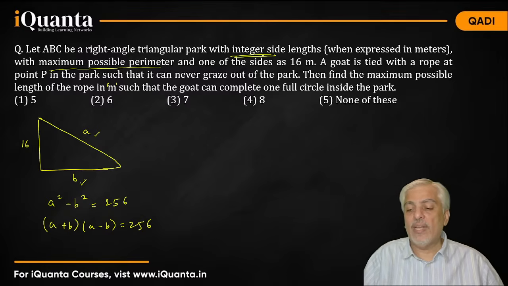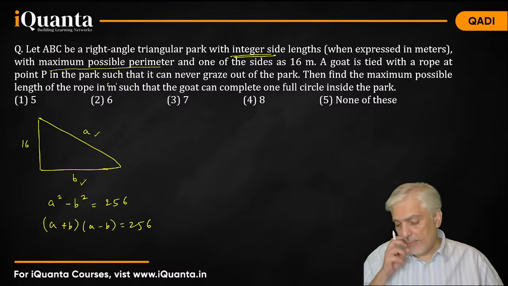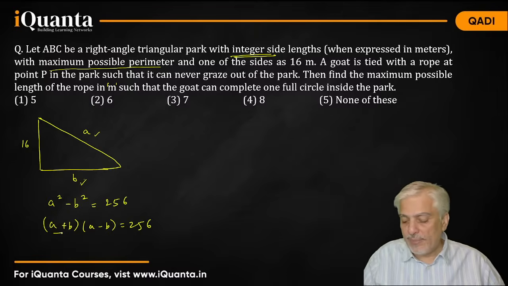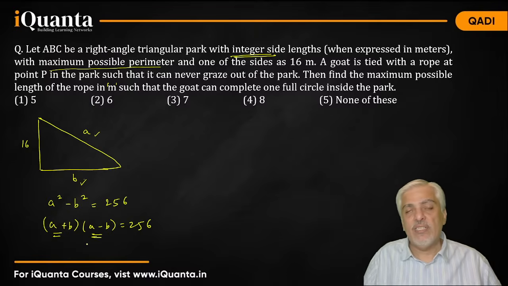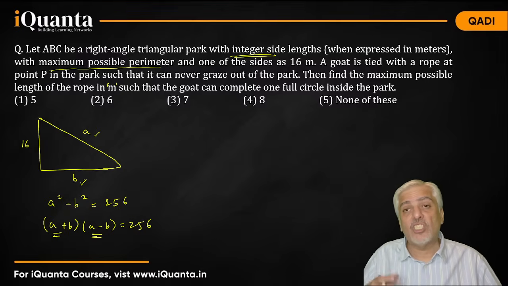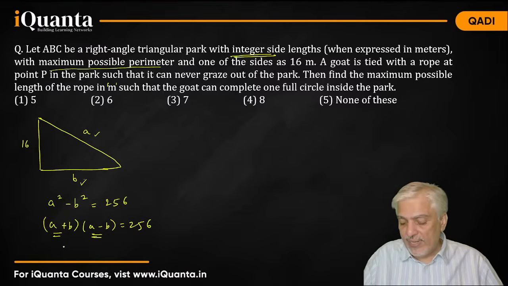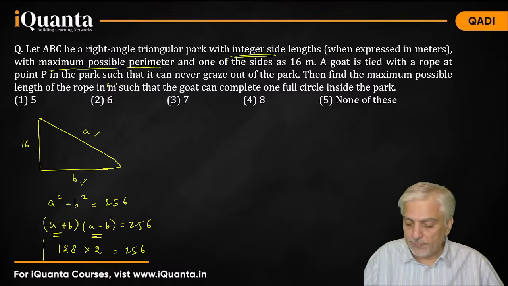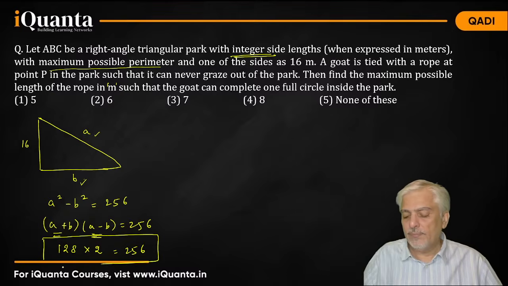Again, integer is said, which means both A plus B and A minus B will have to be even, but because I want them to be as close as possible, because I want larger numbers, I will take A plus B as 128 and A minus B as 2. This was the main step. A plus B is 128 and A minus B is 2.